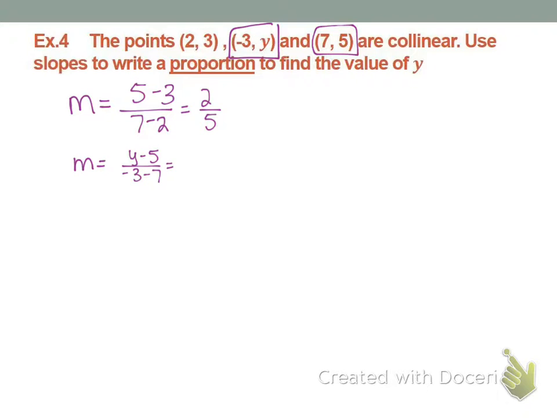We can simplify the bottom part of this. What is negative 3 minus 7? Negative 10. Okay? Questions? Concerns? Now we need to set our slopes equal to each other to make it into a proportion.